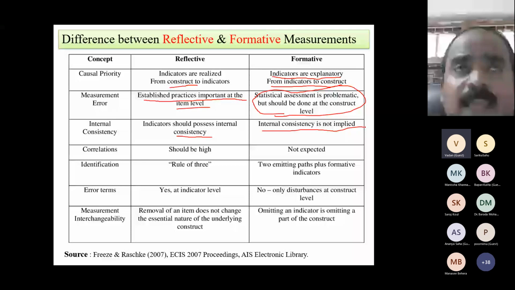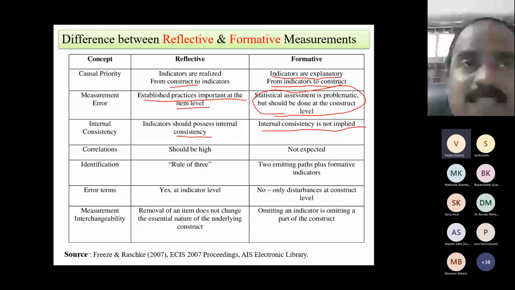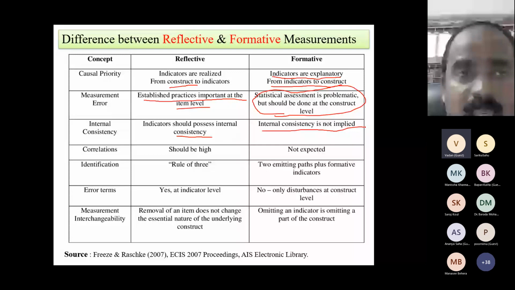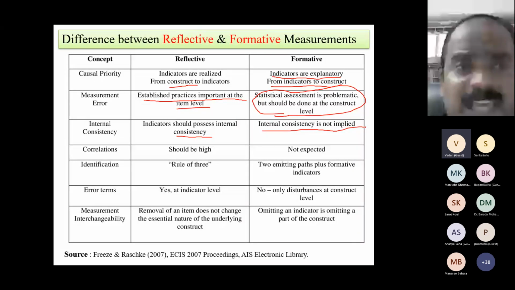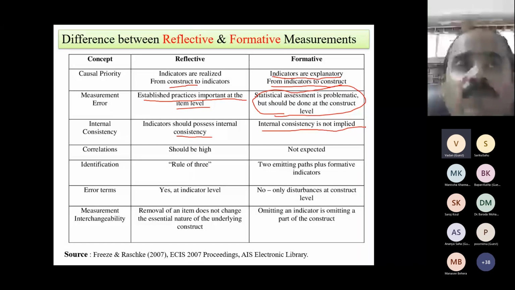If you say F1 is reflected by x1, x2, x3, x4, then there is a requirement of consistency. Try to understand: F1 is reflected through x1, x2, x3, x4, then there is an expectation of a high correlation or covariance among x1, x2, x3 and x4. If you say x1, x2, x3 and x4 are causing F1, then there is no necessity at all to say there is a correlation, because they are causing as a whole. So the meaning of internal consistency is not required in the case of formative.